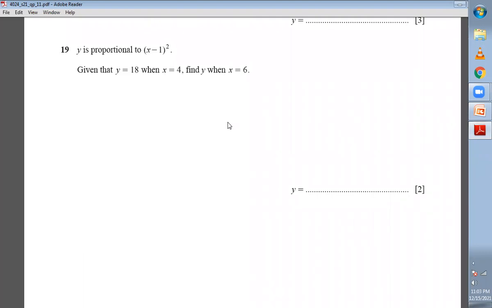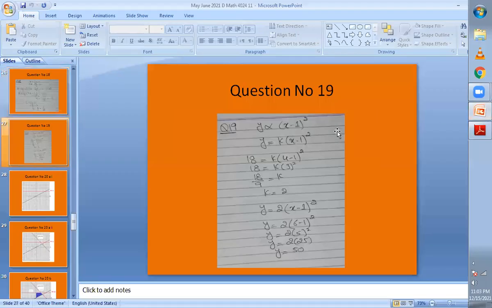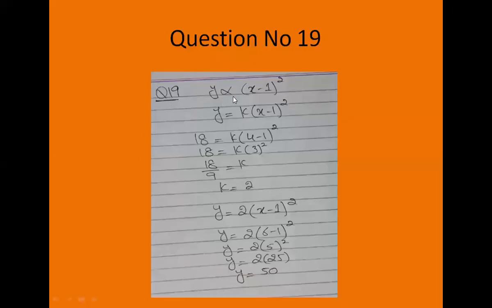The next question coming up on your screen is question number 19. It says y is proportional to x minus 1 whole square, given that y equals 18 and x equals 4. Find y when x equals 6. So let me show you how this is done. y is directly proportional to x minus 1 whole square.